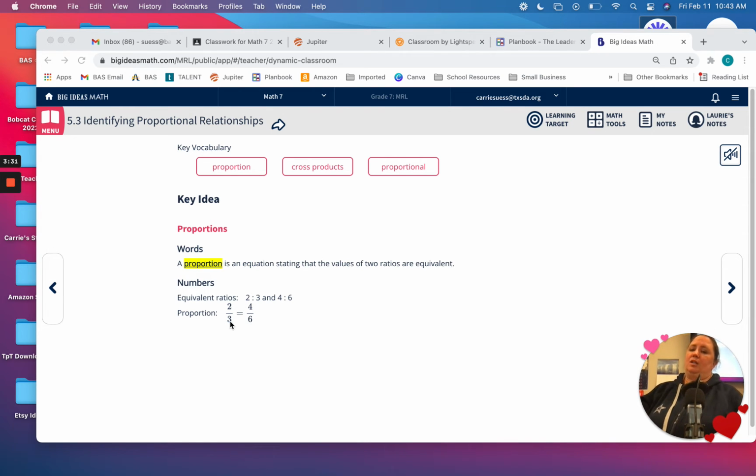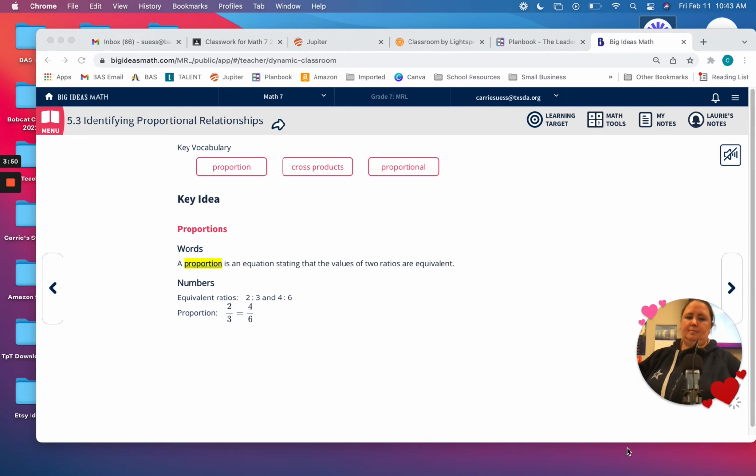This is why, if I didn't have this 4 here and we were searching for it, I can do the cross product and divide by 3 to find out what that upper number would equal. Yes, we've done it already though. Cross multiply and divide. Thank you.